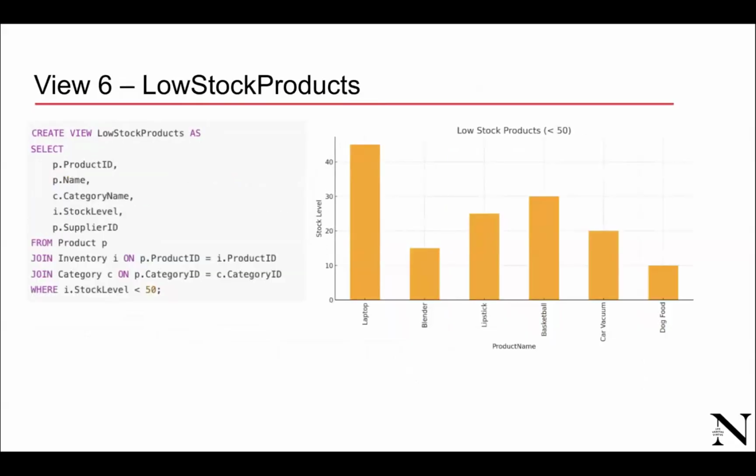And then view 6. This view flags products whose stock level is below a certain threshold. In our case, we set the default quantity to less than 50. So it joins the product, inventory, and category tables to provide a full view for the inventory management team. This view supports reorder decisions and helps prevent stock outs.